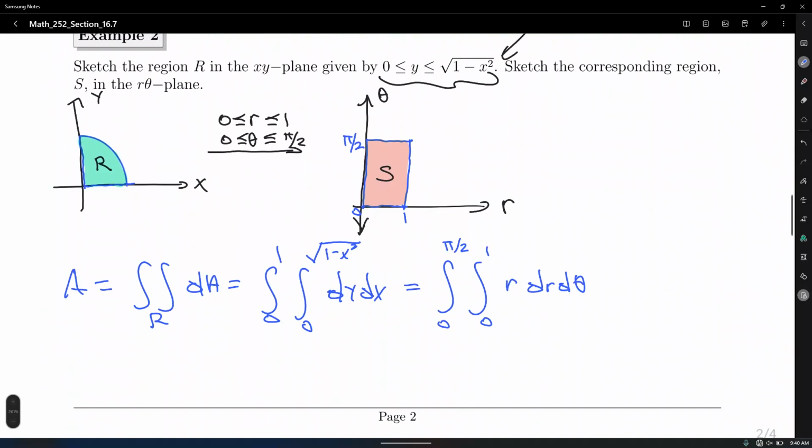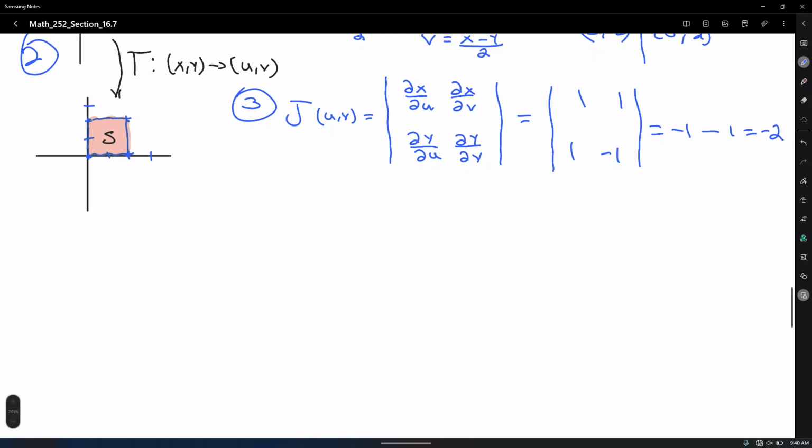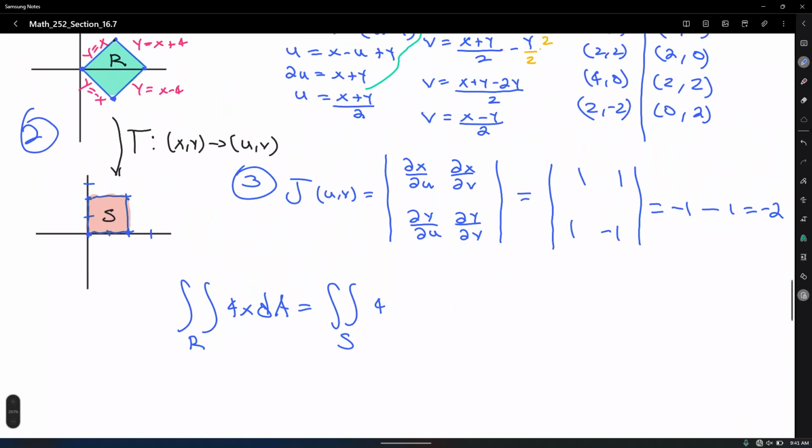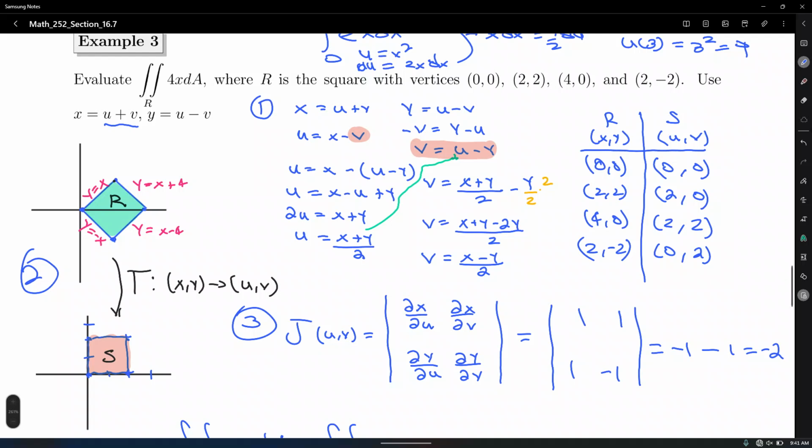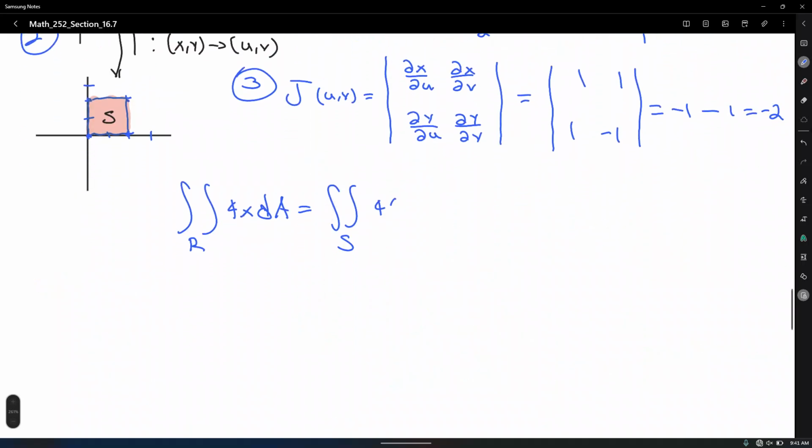So we're ready to set up the integral. That is the double integral over the region R of 4x dA, which equals the double integral in the new world of S of 4 times, what are we going to do with the x? In a similar way that you substituted with r cosine theta in the world of polar, here we're given a relation for x, don't we? x equals u plus v, times du dv times the absolute value of the Jacobian, which is -2.